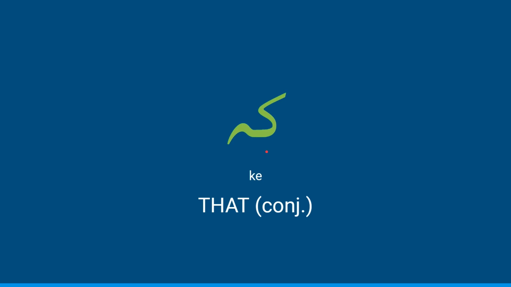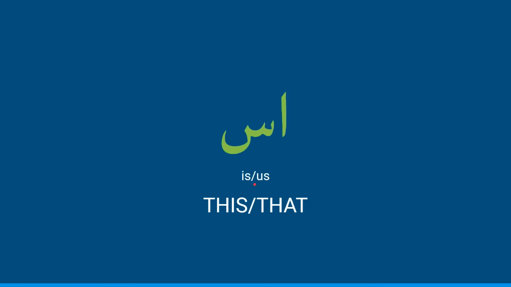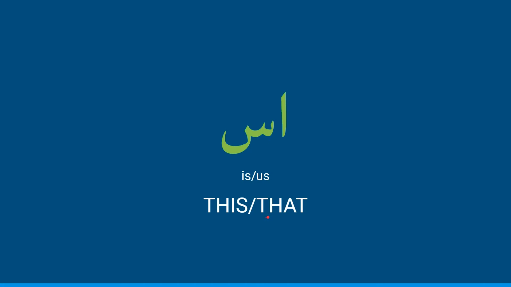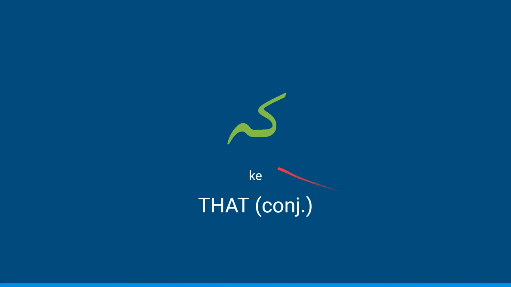Now, the difference between us, that, and ke, that is how you use them, right? When you say that man, you would say us aadmi, that man. When you use ke, it's like he said that. Usne kaha ke. He said that, and then you say it, right? He said that he is sick. Usne kaha ke wo bimar hai.